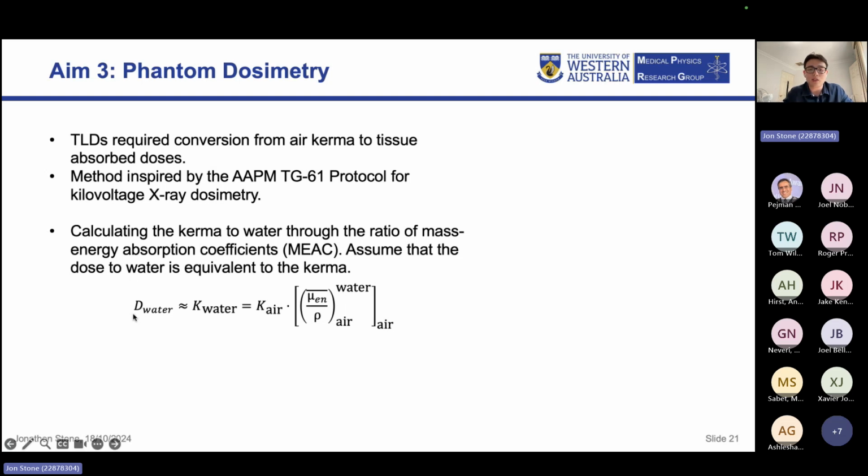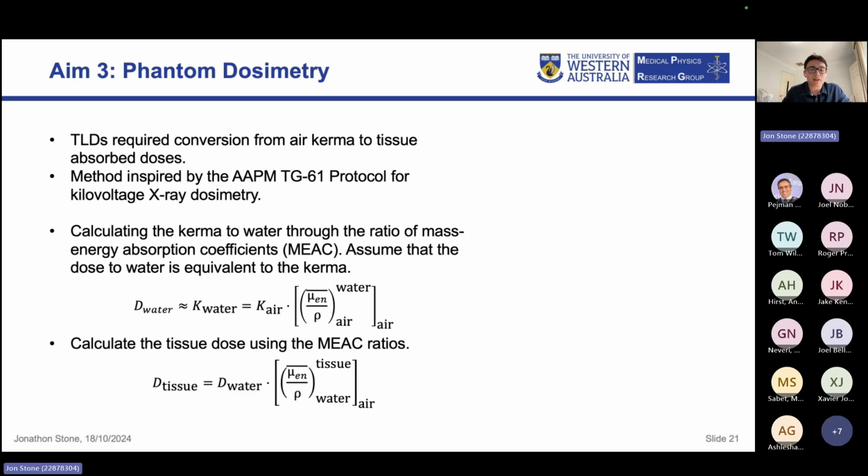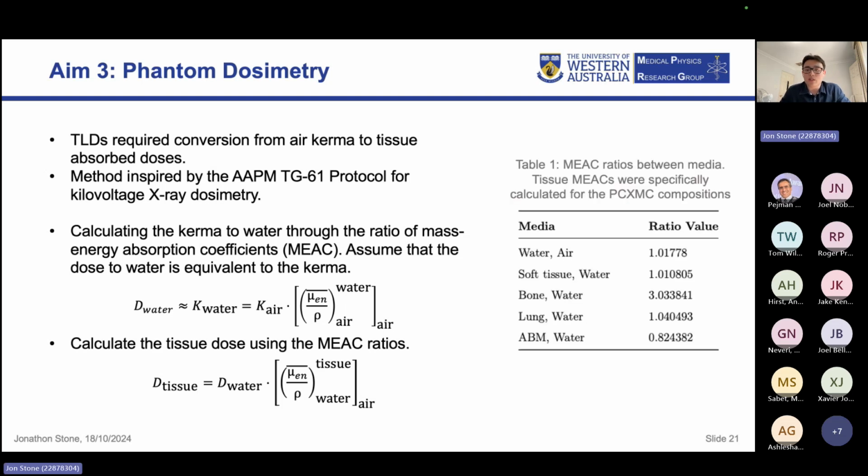So it's essentially this equation here, D water is approximately equal to K water, which is equal to K air times the ratio of the mass energy absorption coefficients. And then finally, we could calculate the tissue doses using the MEAC ratios of tissue to water. So here's a table of our specialized ratios. So water to air for our specific beam was 1.017. And then for soft tissue to water as well as bone, these were all PCXMC specific compositions. So we calculated these using the NIST 126 data.